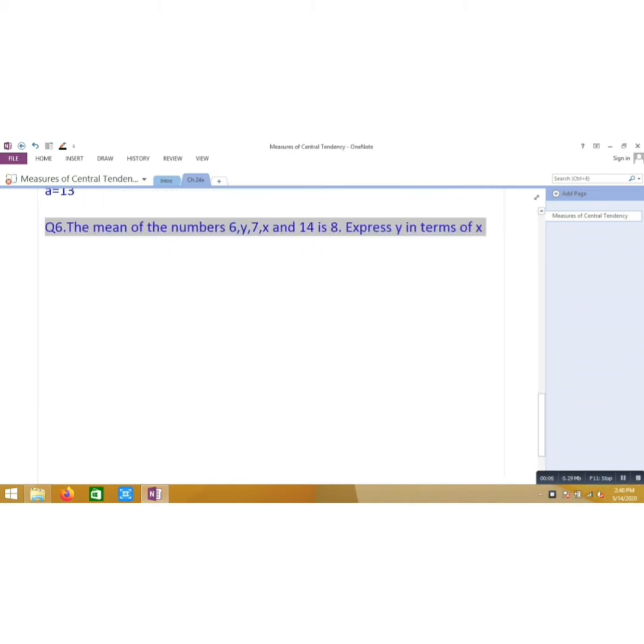Question 6, the mean of the numbers, again here x and y variables are there. We need to express y in terms of x. Here mean is already given as 8. So 27 plus x plus y divided by 5. There are totally 5 data points. Is actually 8. So 8 into 5 from the other side equal to 27 plus x plus y. So 40 minus 27.